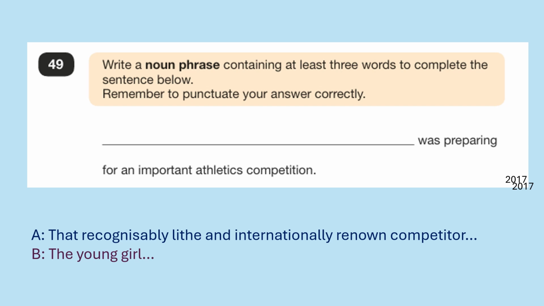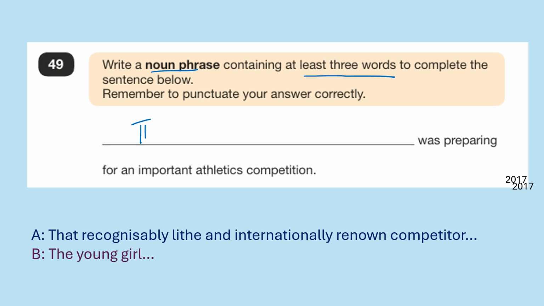Write a noun phrase containing at least 3 words to complete the sentence below. Now, a top tip here is you wouldn't want to be putting option A in. So it says I've got to go at least 3 words, and it's got to be a noun phrase. So that recognisably lithe and internationally renowned competitor, well, I'm not going to put that in there because I could slip up on the spelling. It could start to get messy. I'm making it complicated when I don't need to. It's not a test of my vocabulary. It's a test of whether I can write a noun phrase with at least 3 words.